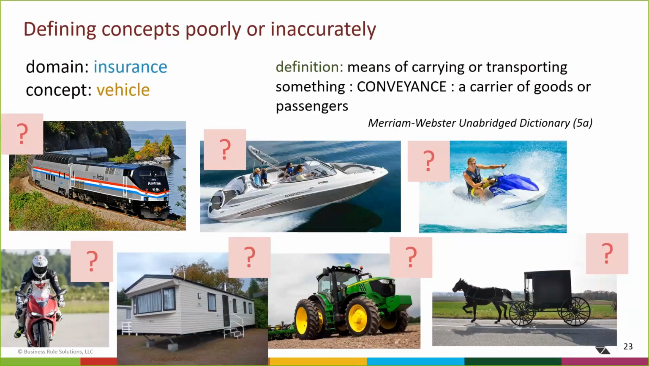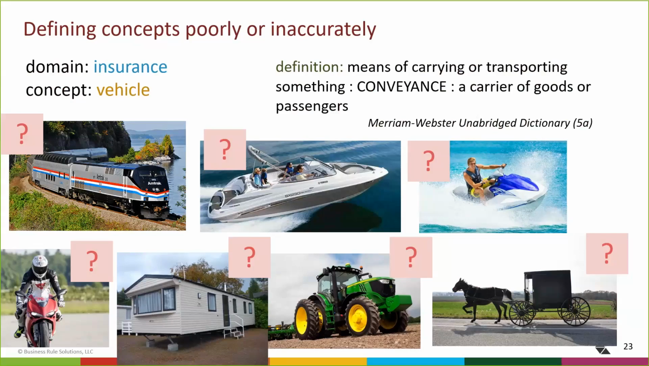Now here's an example to illustrate, using a definition from Merriam-Webster Unabridged Dictionary. It's the definition of vehicle. You look it up, and here's the definition from Merriam-Webster: a means of carrying or transporting something, a conveyance, a carrier of goods or passengers. Now, as you can see, when you start looking carefully at examples, the weakness of this definition for the purposes of insurance becomes quite visible, quite obvious very quickly.